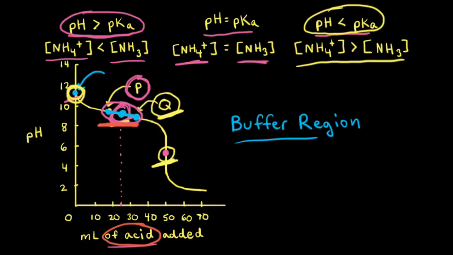So when we think about the titration curve of a weak base strong acid titration, and we think about the half equivalence point where the pH is equal to the pKa value of the weak acid, it's important to remember that there's a buffer region or a buffer zone around that half equivalence point.